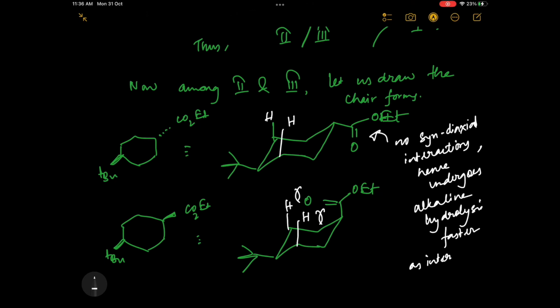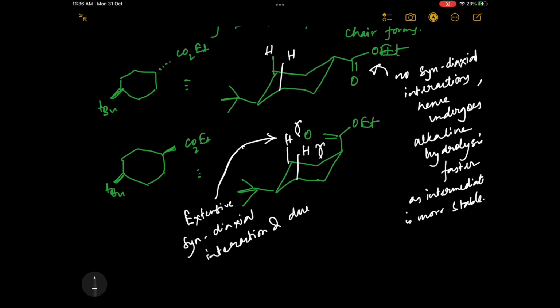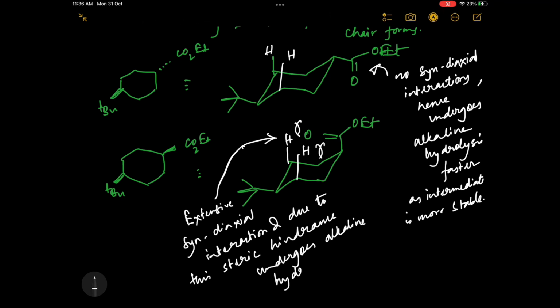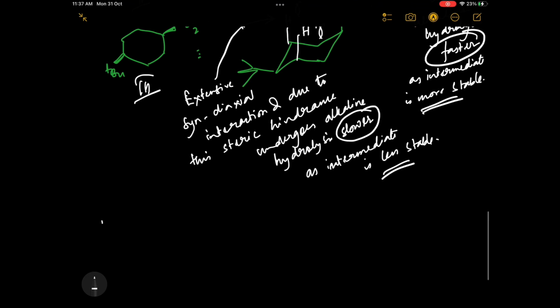Hence the alkaline hydrolysis is faster in this case because the intermediate is likely to be more stable. In the third case, however, there are extensive syn diaxial interactions with the axial H, because the CO2Et ester group is also in the axial position. Due to this steric hindrance the reaction is much slower, as the intermediate is less stable than in the second compound. So the second ester undergoes faster hydrolysis, and the third ester undergoes slower hydrolysis than the second.